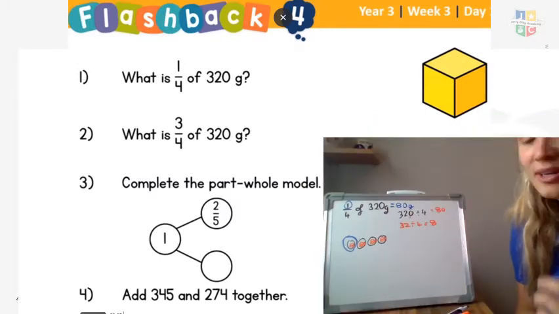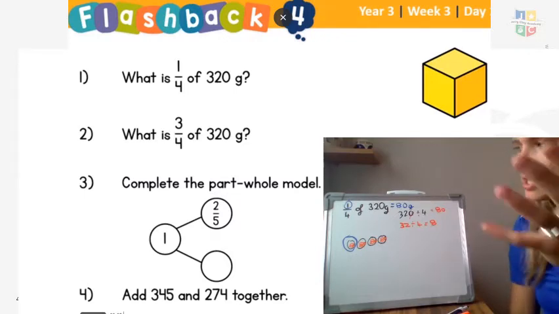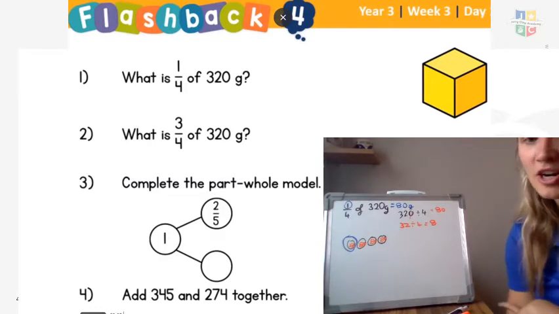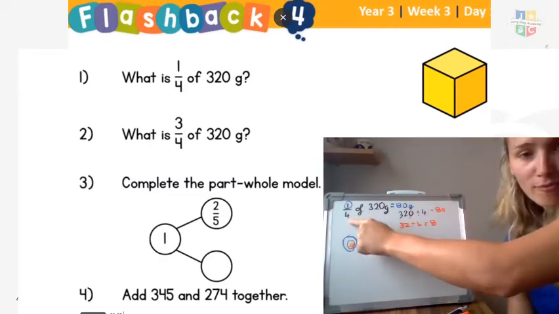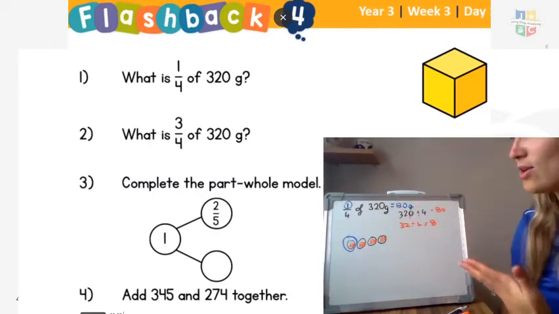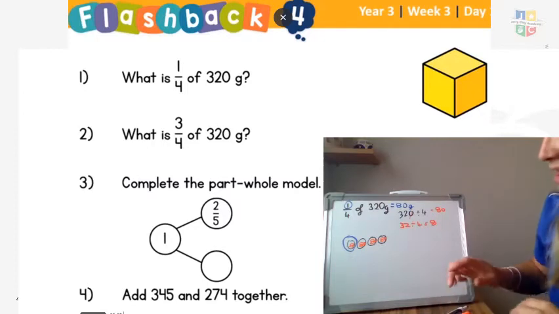Okay, so now for number 2, we need to find 3/4. So we could have done it all again. However, if you had looked at the question, number 1 and number 2 were using the same total number of parts, so we don't actually need to work it out because we already know what 1 part is worth. So 1 part is worth 80.